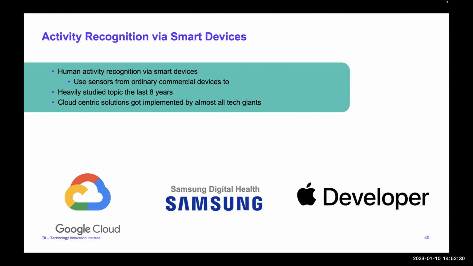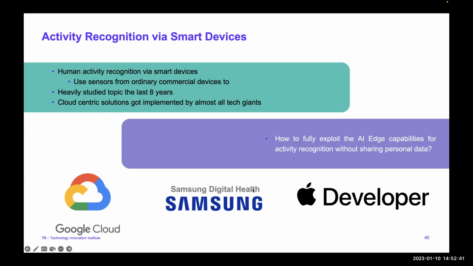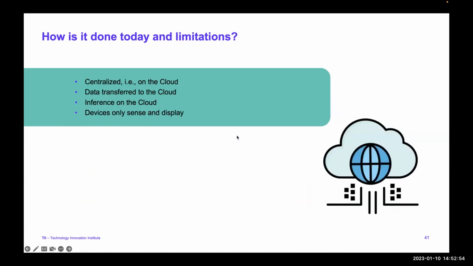The activity data of the users for those who are using their applications, right? So we thought it would be interesting to have our own instead of buying data from other sources. So how can we exploit Edge AI to recognize the activities without sharing personal data? That's the key thing. We didn't want to send back the data.